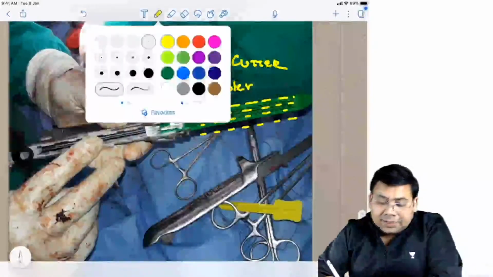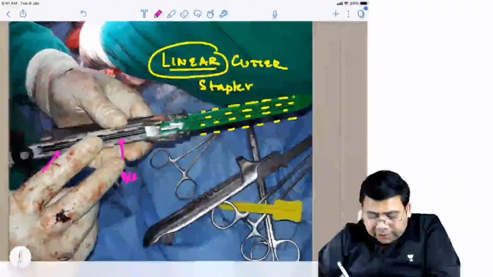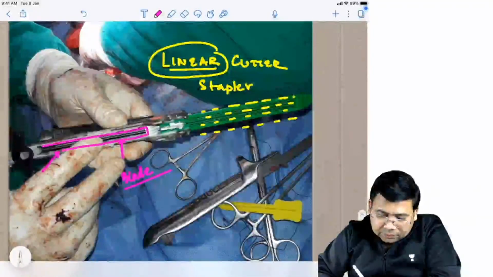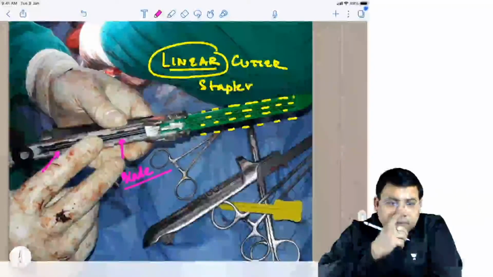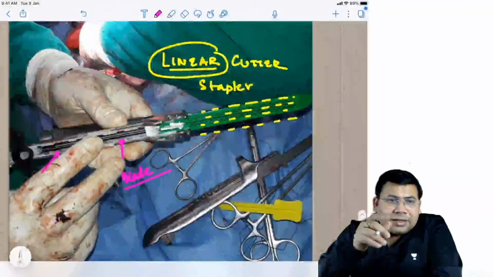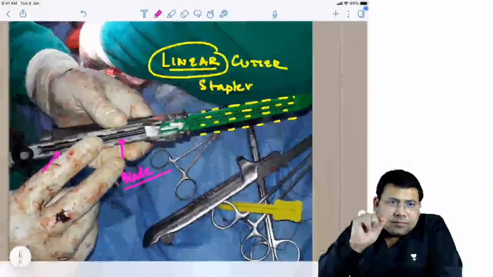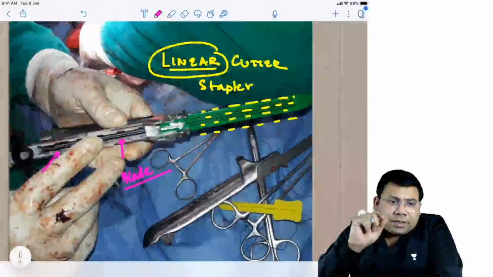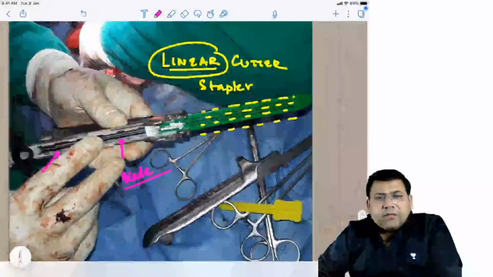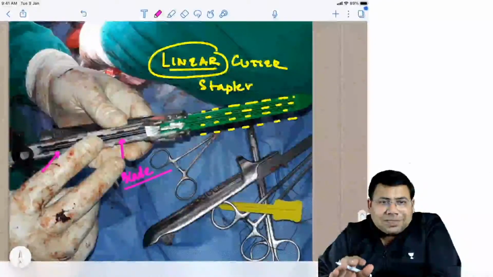Why do you say it's a cutter stapler? Can you see this sharp blade? Can you see the blade which is hidden? Is that clear? This is the place where you have the blade. I think it is not clear because of the obvious resolution aspect. That is the reason. We use it in bariatric surgery, and for the majority of GI surgeries. So, these are my own hands. This is my own stapler.